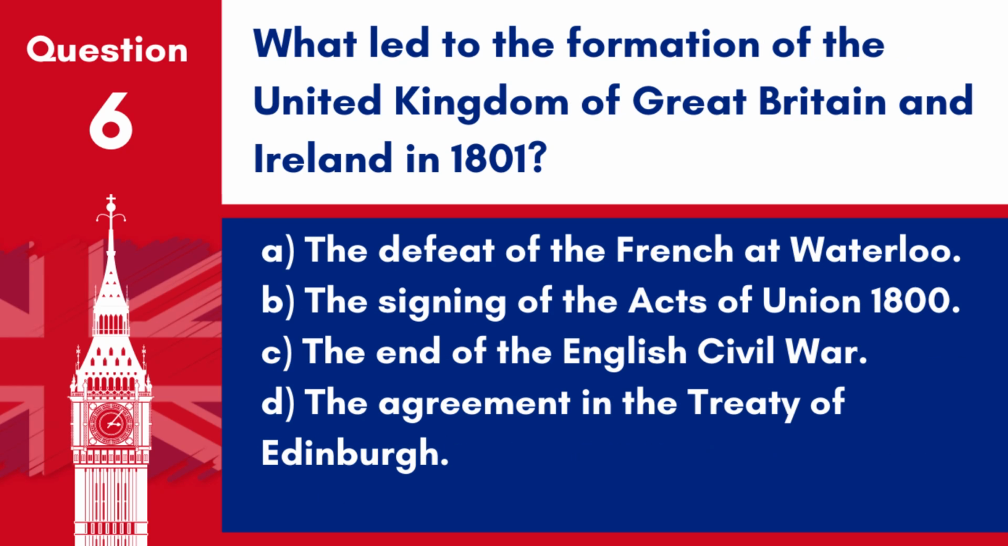Question 6. What led to the formation of the United Kingdom of Great Britain and Ireland in 1801? A. The defeat of the French at Waterloo. B. The signing of the Acts of Union 1800. C. The end of the English Civil War. D. The agreement in the Treaty of Edinburgh.